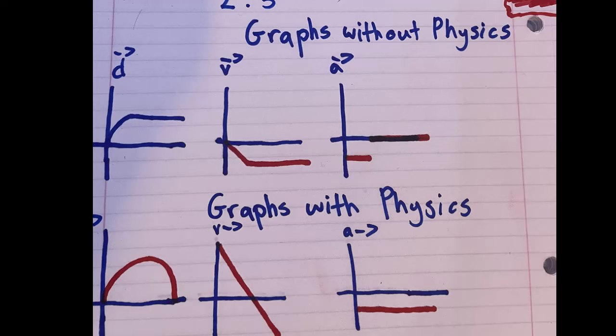And now on the graph with the physics, as you see, the distance, which is in red this time, is actually like a little hill, which means his velocity is basically just going straight down, and then his acceleration is just a straight line in the negative area. And that was all the math.